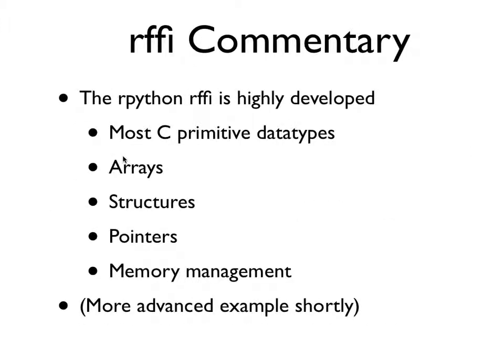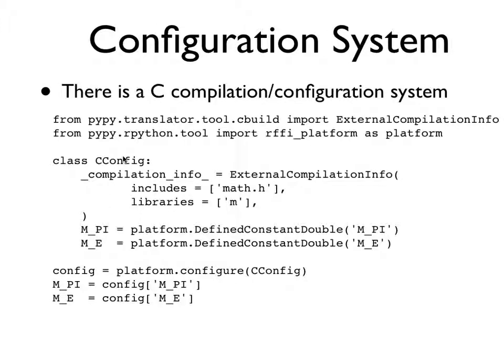One comment on that: this whole part of RPython seems to be pretty well developed. You can do pointers, you can make arrays, you can make structures, you can do mallocs and frees, you can do memory management. It's basically all the stuff you can do in C, you can do there. And on top of this, not to melt your head anymore, it turns out that RPython has its own C compilation configuration tool built into it.